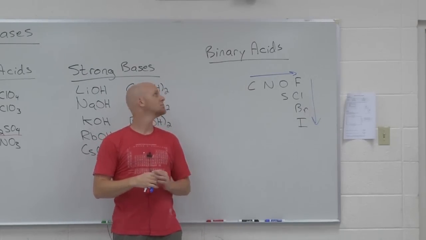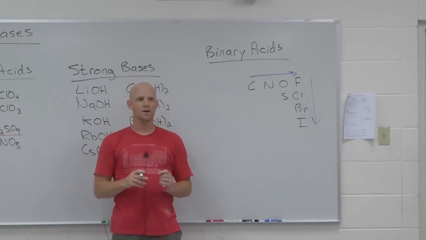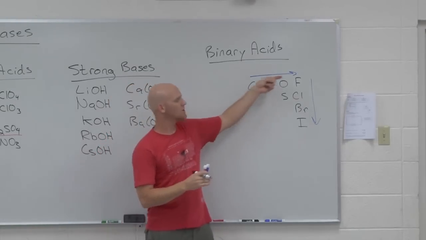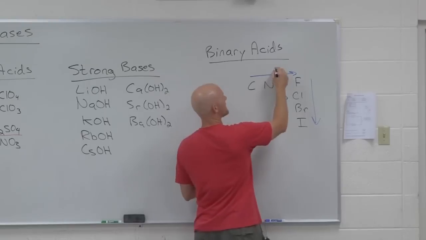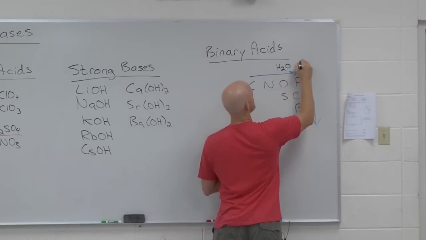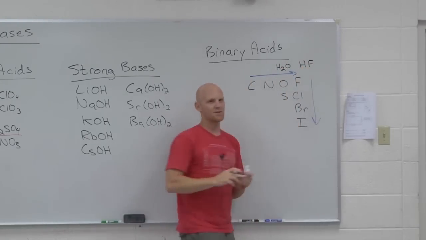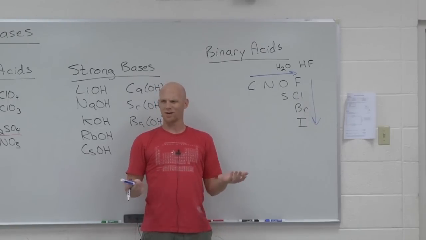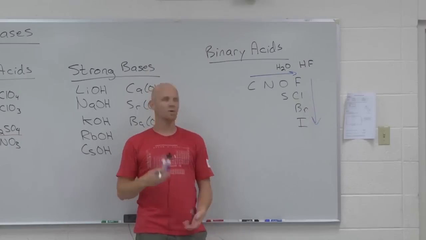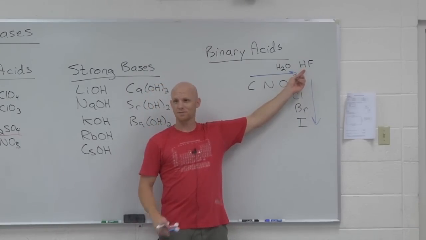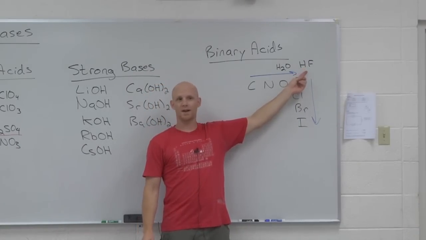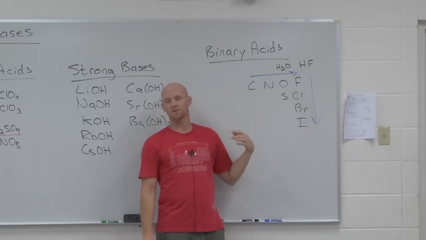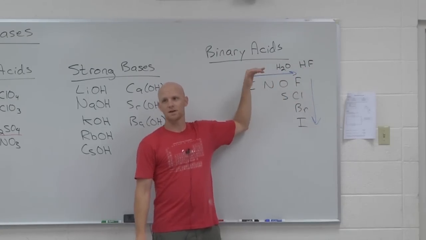So that is your binary acid trend. And if you look, they get stronger as you go to the right. So notice if you were to compare, say, water and HF. Well, what do you know about water? Yeah, it's kind of neutral, right? pH 7, it's not the most acidic compound in the world. But what do you know about HF? It's a weak acid, a genuine weak acid. Its pH will be lower than 7. And so, yeah, HF is stronger than water.